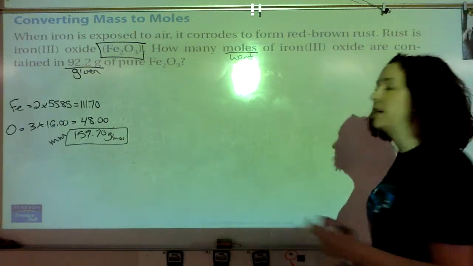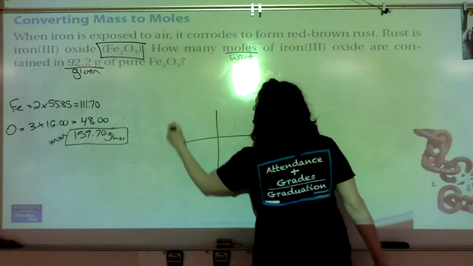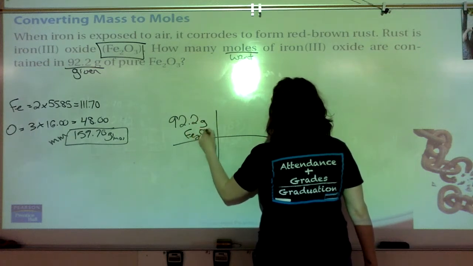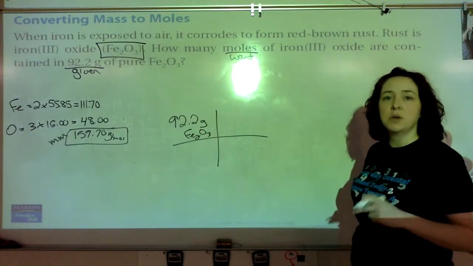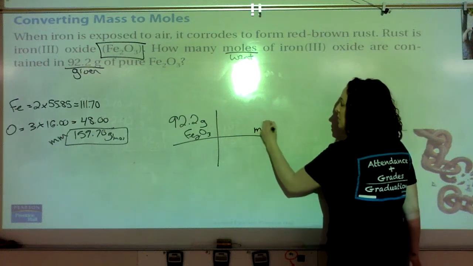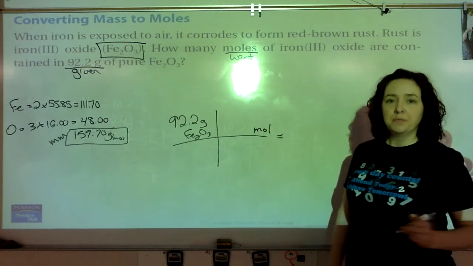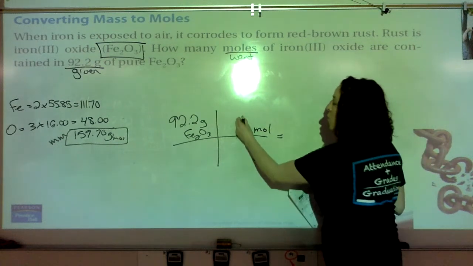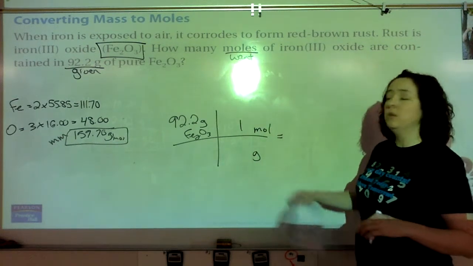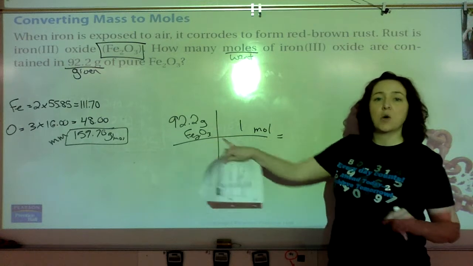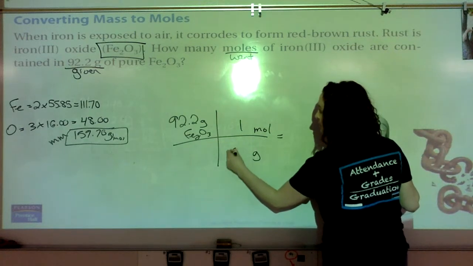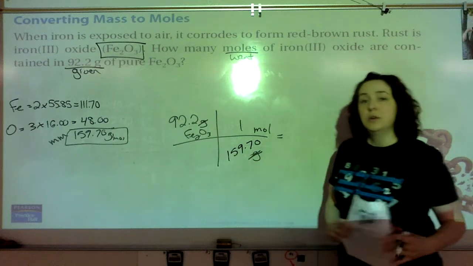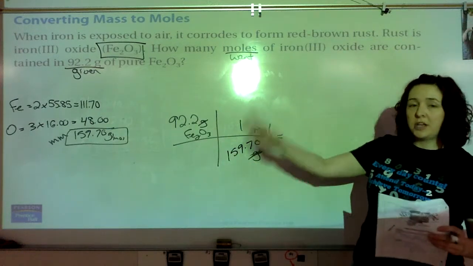Okay, let's set up our picket fence. So our given is grams. We want moles. So mole goes on top. We need grams to cancel out, so grams is going to go on the bottom. Okay, 1 always goes next to mole. The molar mass is going to go on the bottom next to grams. Grams cancel out. Let's go ahead and do the math.